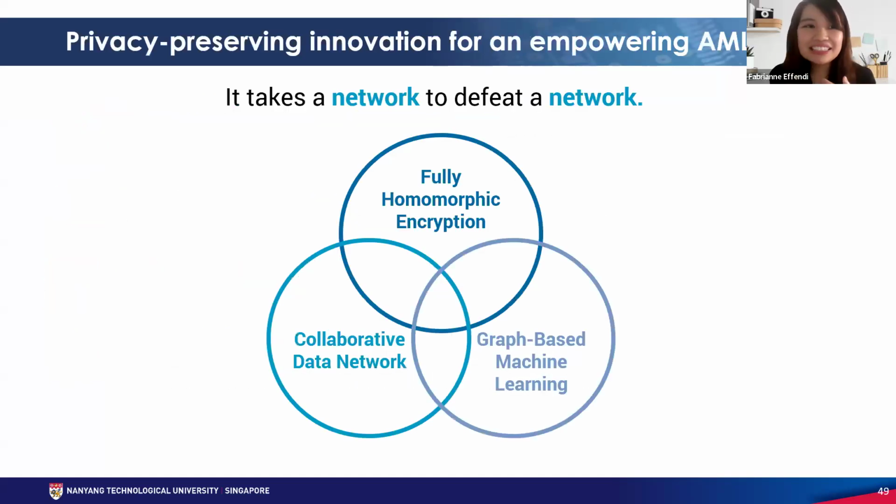In conclusion, it takes a network to defeat a network. So let us harness the power of a collaborative data network, graph networks in machine learning, as well as fully homomorphic encryption to defeat a financial crimes network and safeguard our financial future.